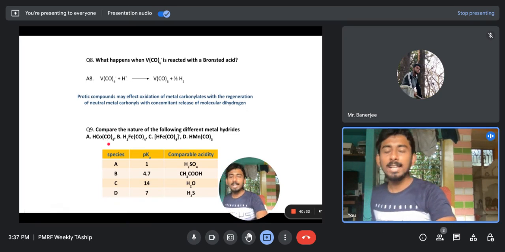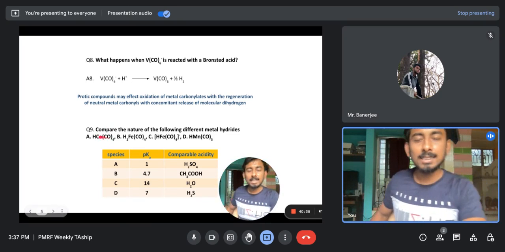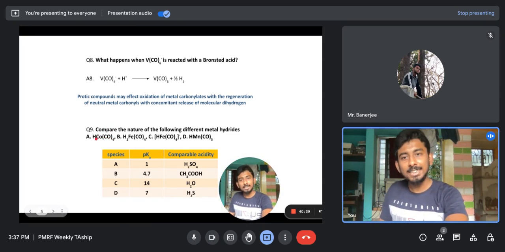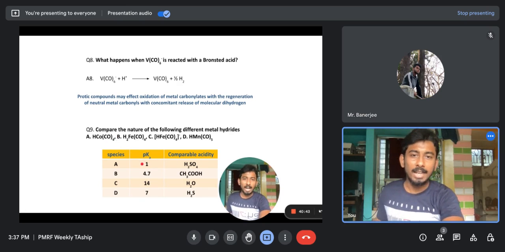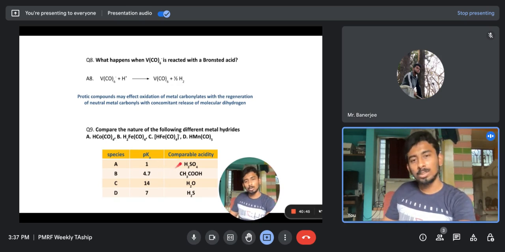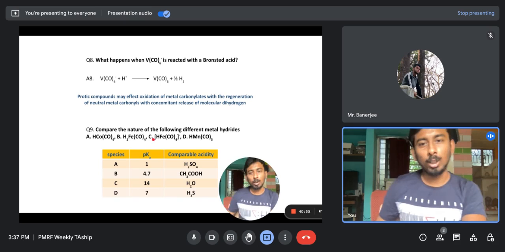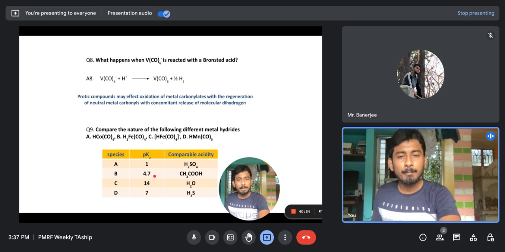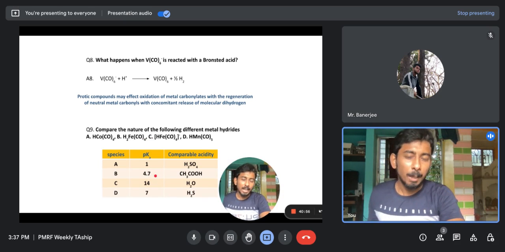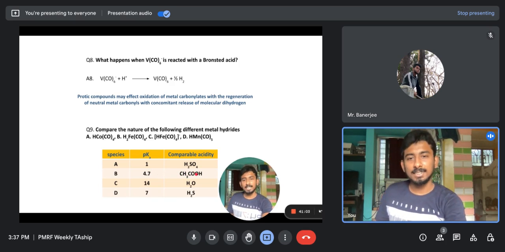So this molecule will be acting as Co(CO)4 minus and H plus, not as H minus and Co(CO)4 plus, because the acidity is quite high. The pKa is in the range 1, so the acidity can be compared with sulfuric acid, the very strong inorganic acid. In case of option B, H2Fe(CO)4, the acidity is not that high, but it is also quite high because the pKa is in the range 4.7, which is comparable with an organic acid, that is acetic acid.